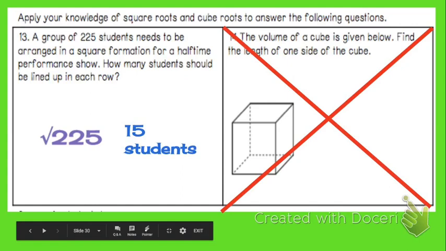Okay. So we're not going to look at number 14 because we haven't talked about volume yet. And so what I need you to do is to go through your homework 1 through 10. And if you have any questions at all, please don't hesitate to ask.